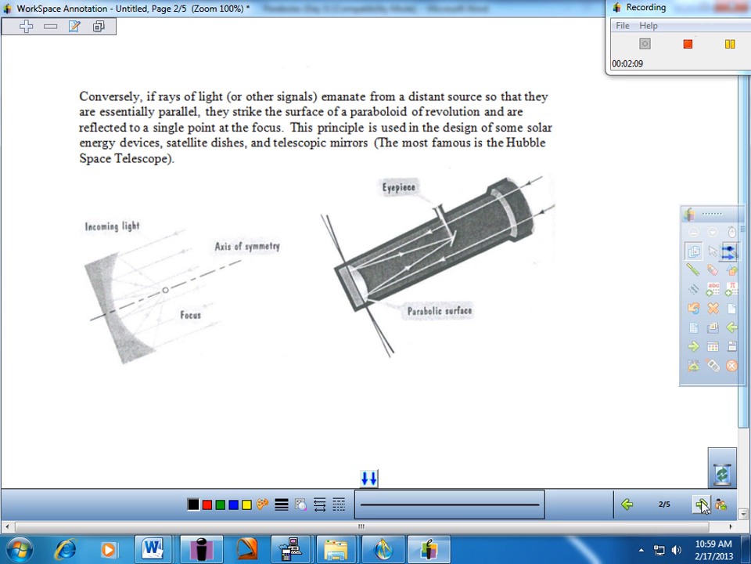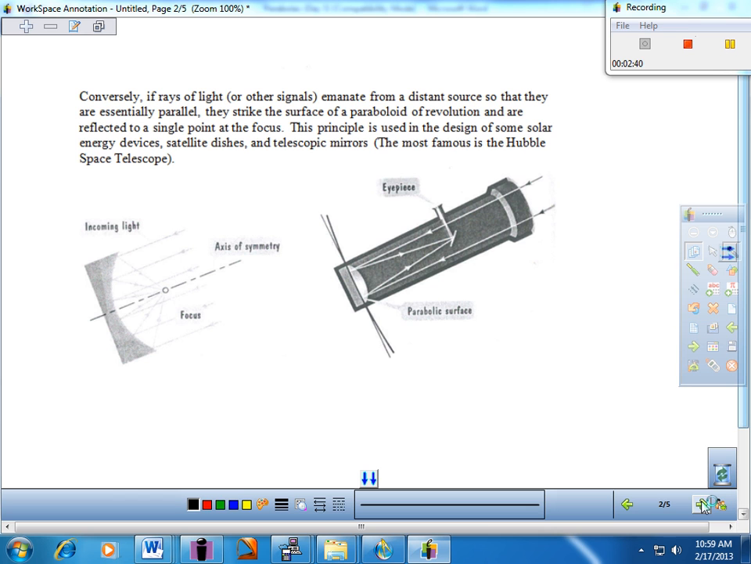Conversely, if rays of light or other signals emanate from a distant source so that they are essentially parallel, they strike the surface of the paraboloid of revolution and are reflected to a single point at the focus. This principle is used in the design of some solar energy devices, satellite dishes, telescopic mirrors, the Hubble probably being the most famous, although I'm sure it's much more intricate than something like this right here.